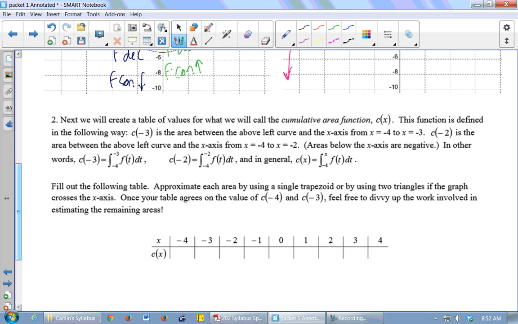So we're always starting at -4. That's kind of arbitrary. I just picked it. We're starting at -4. And if I ask you what's C of whatever, you take the area from -4 to the whatever I asked you for. So C of x is going to be defined as the integral from -4 to x, whatever x I ask for.